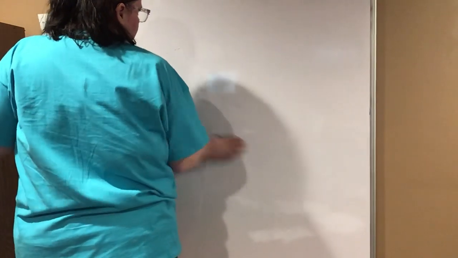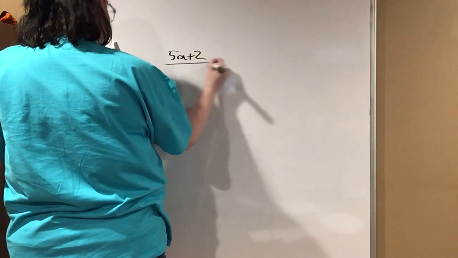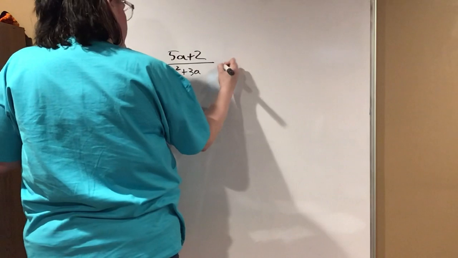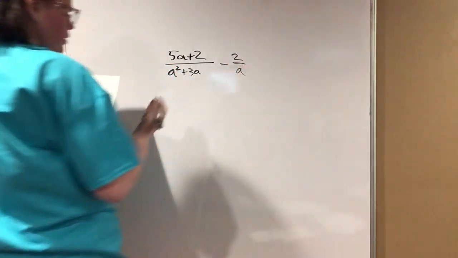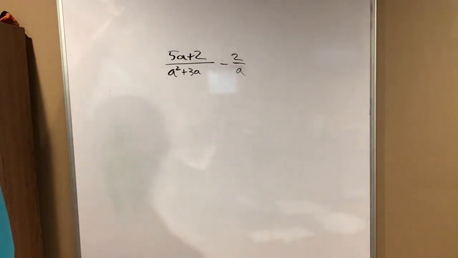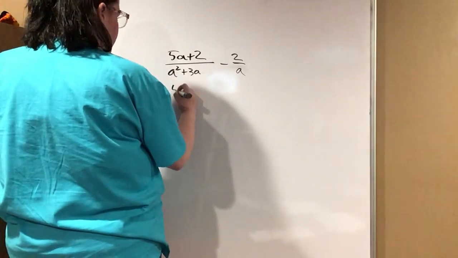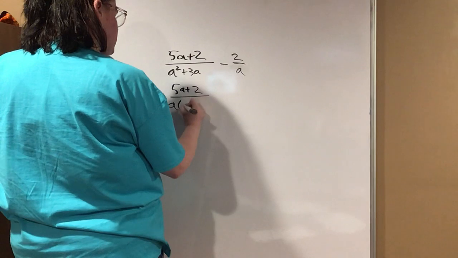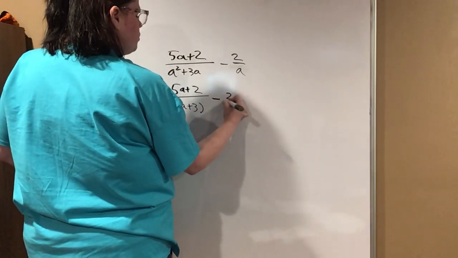So let's do a subtraction one, where I have 5a plus 2 over a squared plus 3a minus 2 over a. So I can't do anything with that second part. Let's work on this part. I have 5a plus 2. I'm going to pull out an a, and I get a plus 3, minus 2 over a.